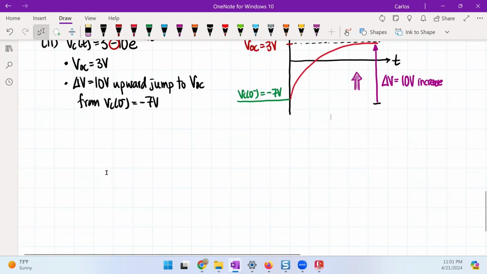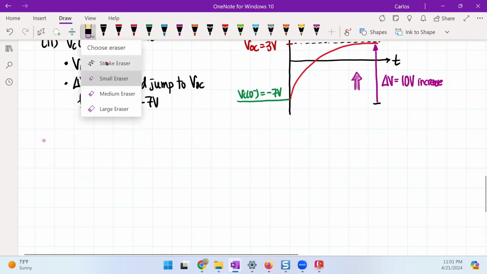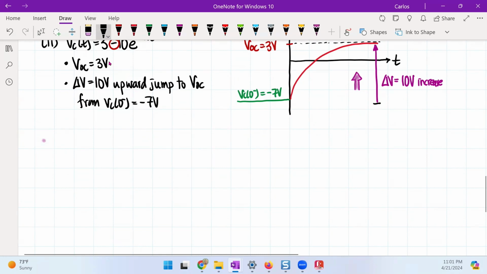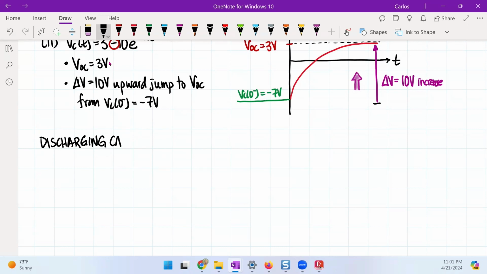Now let's look at the discharging capacitor. It's going to be very similar. So now I'm looking at the discharging capacitor response.